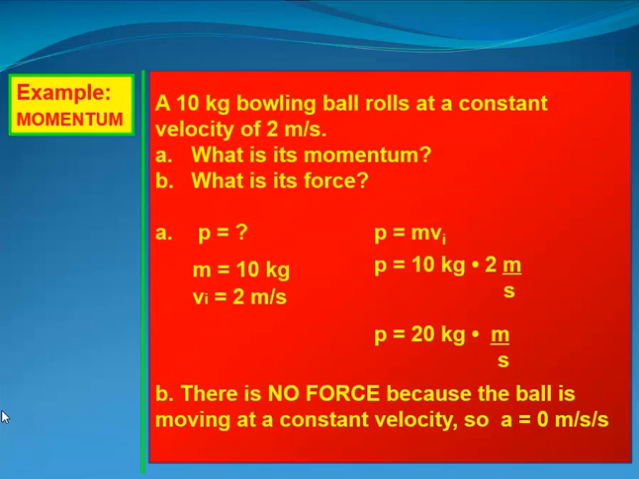B, what is the force? B, there's no force because the ball is moving at a constant velocity. Acceleration is 0 meters per second squared, and therefore there is no force. The only force occurs when the ball strikes something, then there's a deceleration that causes the force.